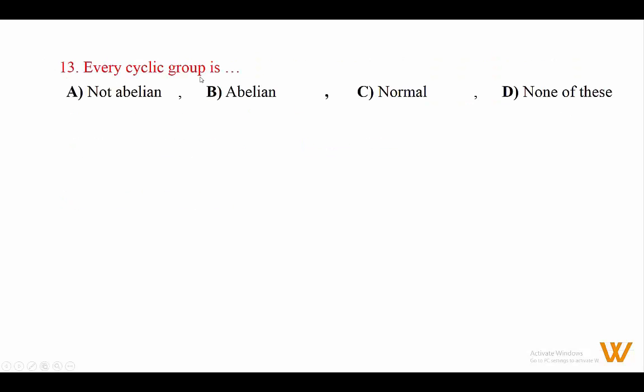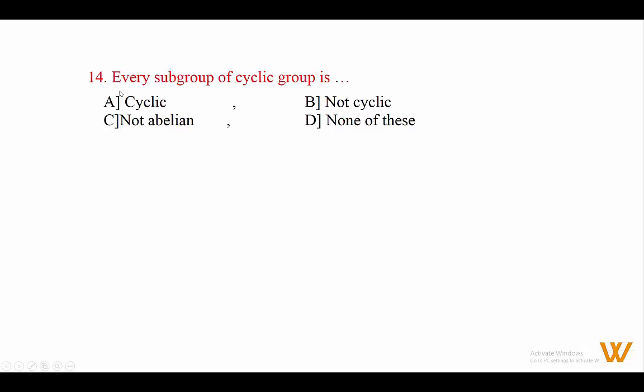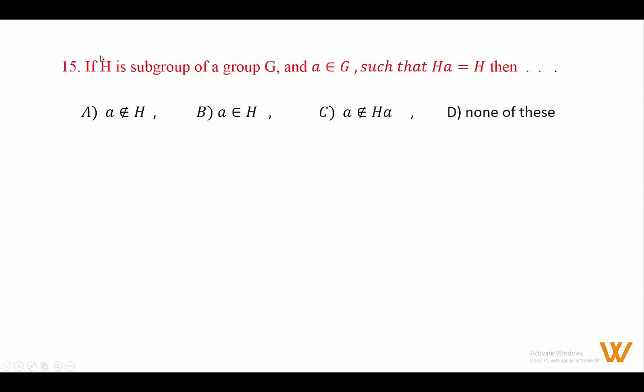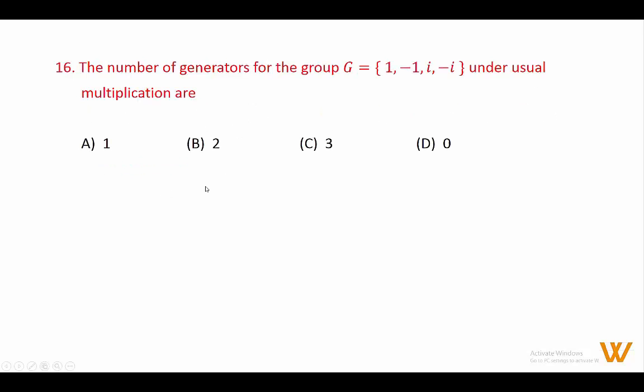13. Every cyclic group is abelian. Answer is option B, abelian. 14. Every subgroup of a cyclic group is cyclic. Answer is option A, cyclic. 15. If H is a subgroup of group G and a belongs to G such that Ha equals H, then a belongs to H. Answer is option B, a belongs to H.